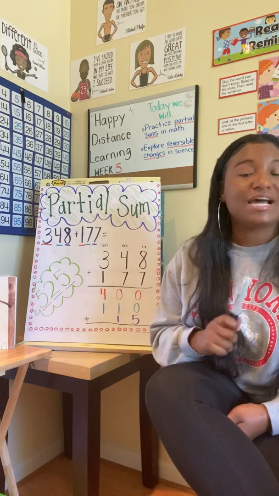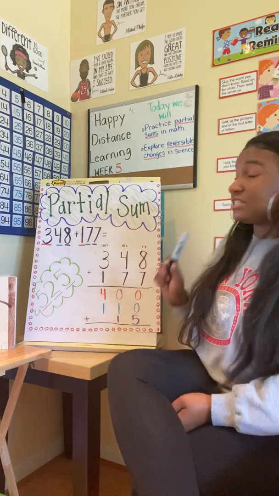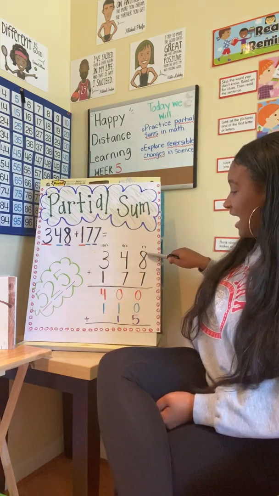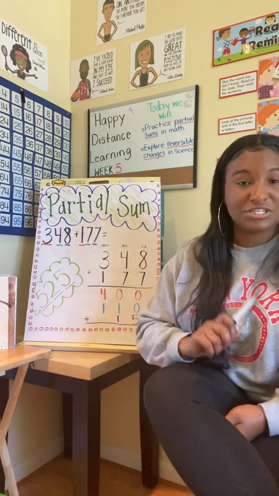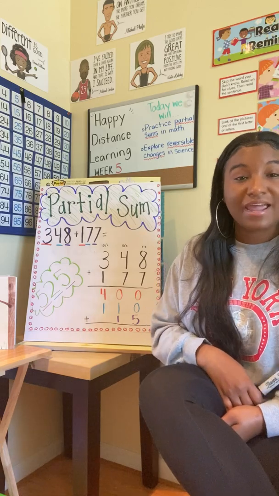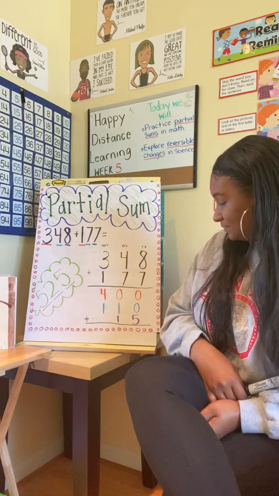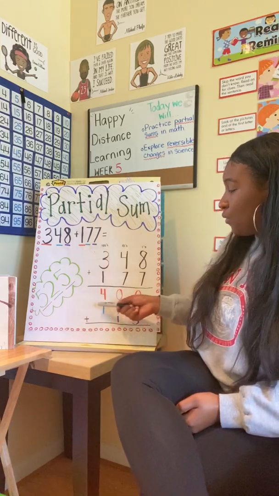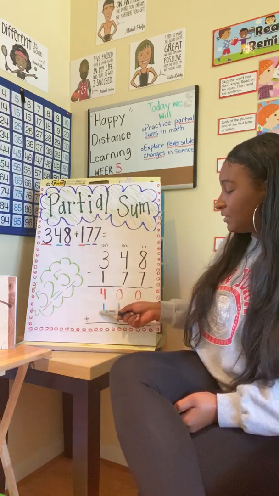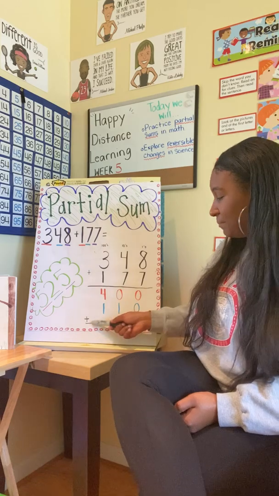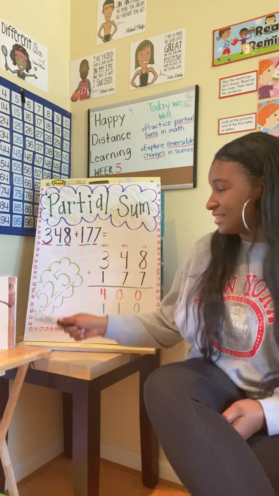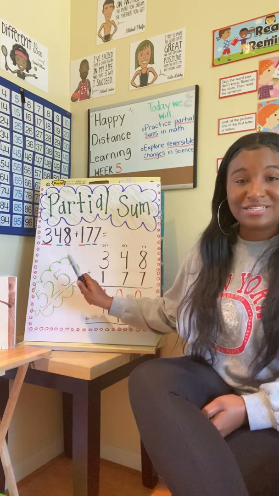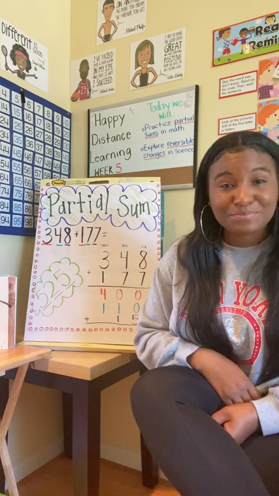And now it's time to add our ones place, which is our single digits. 8 plus 7. Think to yourself, what is 8 plus 7? Great job. The answer is 15. Once we add 400 plus 110 plus 15, we will get the number 525. That's how we use partial sums.